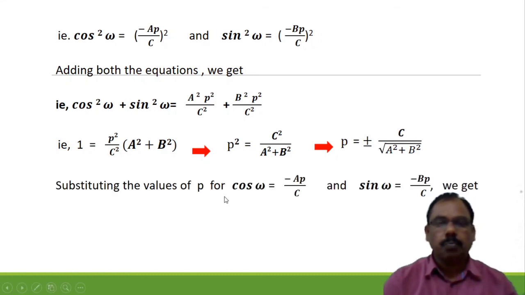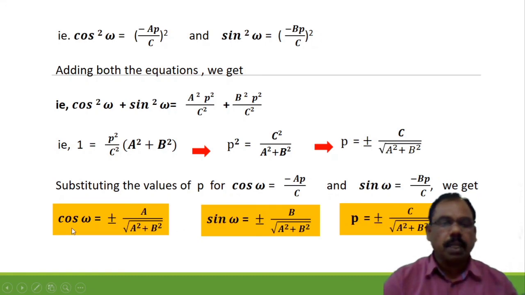Substituting the values of p for cos omega, that is equal to minus ap by c, and sin omega equal to minus bp by c, we get cos omega equal to plus or minus a by root of a square plus b square, sin omega equal to plus or minus b by root of a square plus b square, and p equal to plus or minus c by root of a square plus b square.